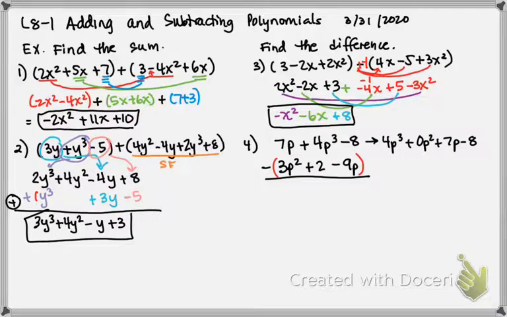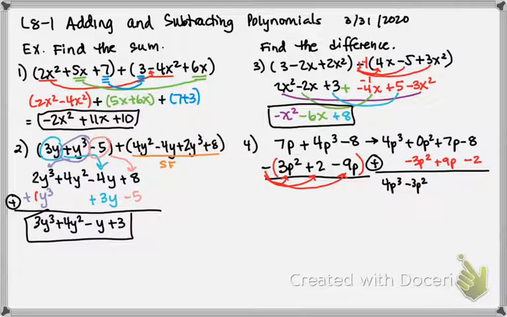Now this guy, I'm going to do two things simultaneously. First, I'm going to distribute the negative and then place it. So negative times 3p squared is negative 3p squared. A negative times a 2 is a negative 2. A negative times a negative 9p is a positive 9p. Now I'm going to draw my line, and now it's an adding problem. So I have 4p cubed minus 3p squared. Signs are the same, I add, I get 16p. And signs are the same, and I add, and I get negative 10.